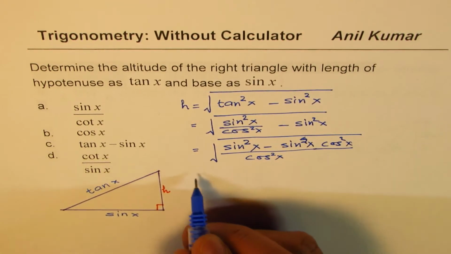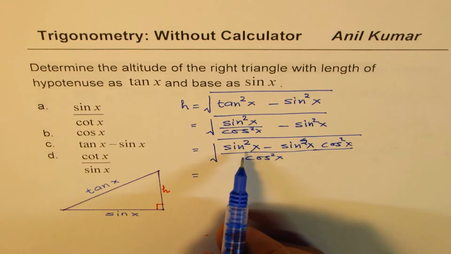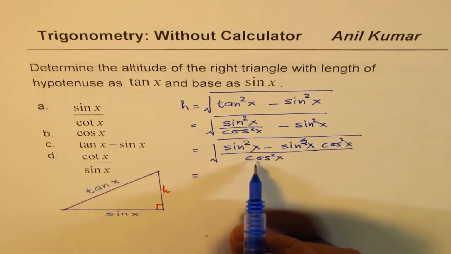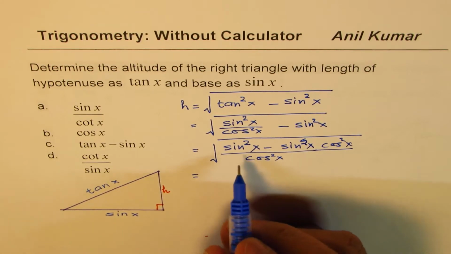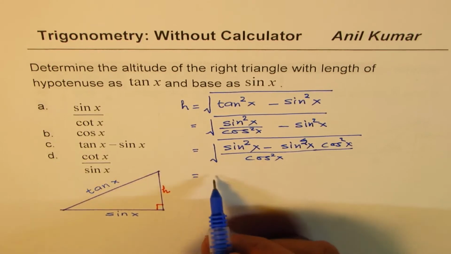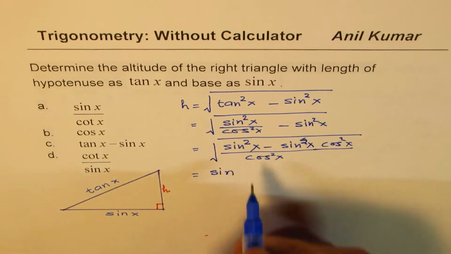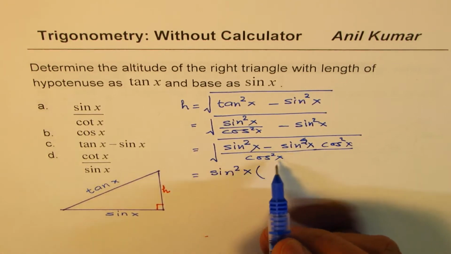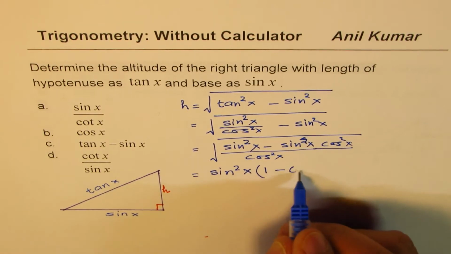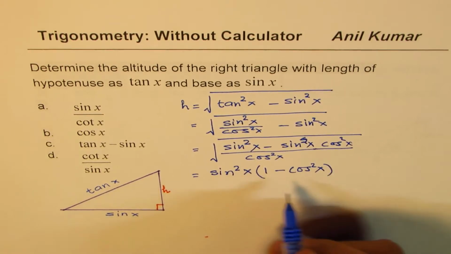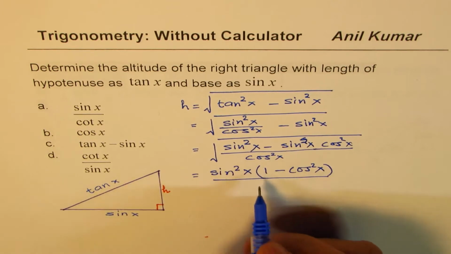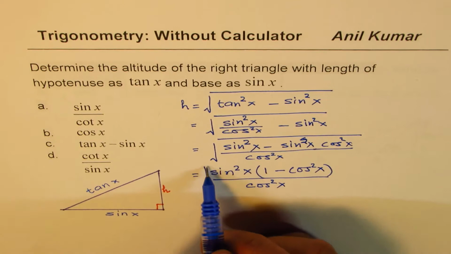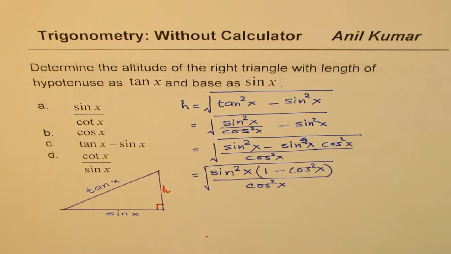Okay. So now we can actually take sine square x common. Cos square x in the denominator square root can be taken out. Right? So what we can do here is, let's do it in two steps. Sine square x, 1 minus cos square x. And the denominator is cos square x. Everything is within square root.